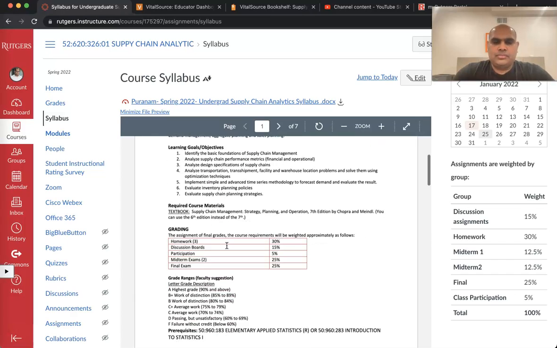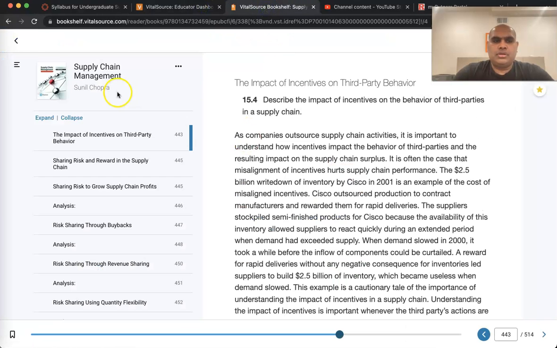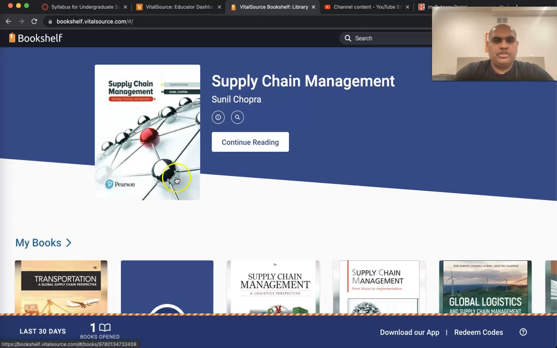Now, as far as the textbook is concerned, the textbook is Supply Chain Management, Strategy, Planning, and Operations by Chopra and Meindl. The latest edition is the 7th edition, and this is what the cover for the 7th edition looks like. The 7th edition itself has been out for close to 4 to 5 years, so you should be able to find it for cheap if you buy it secondhand.